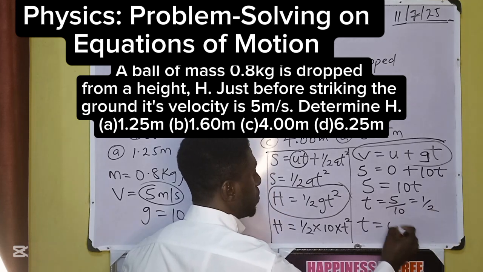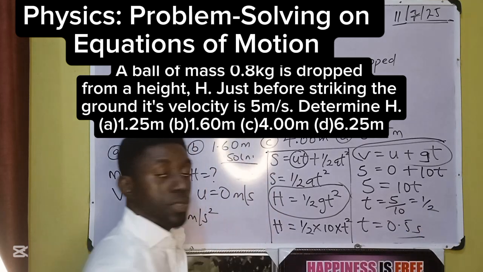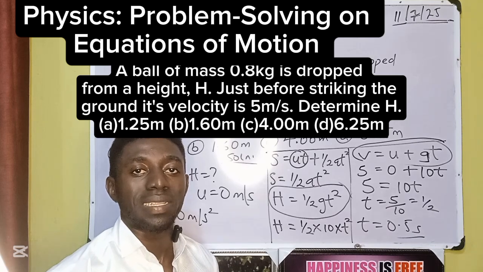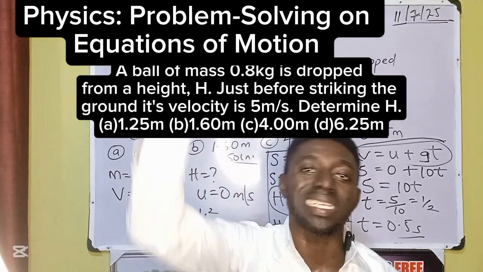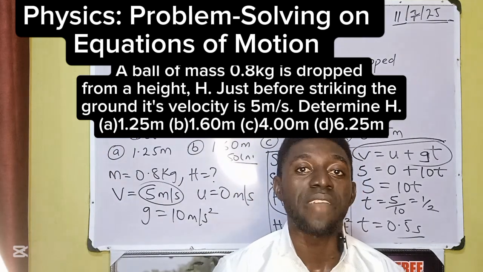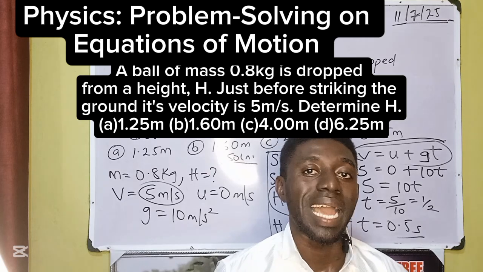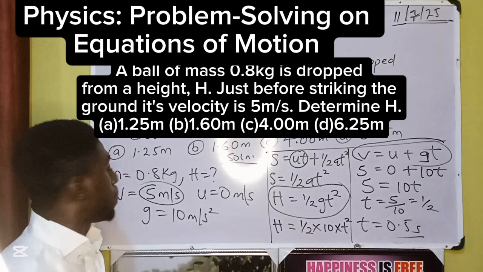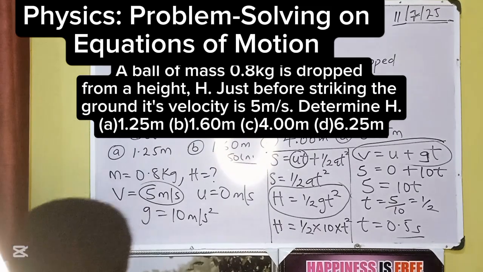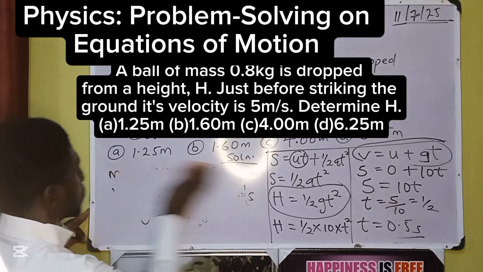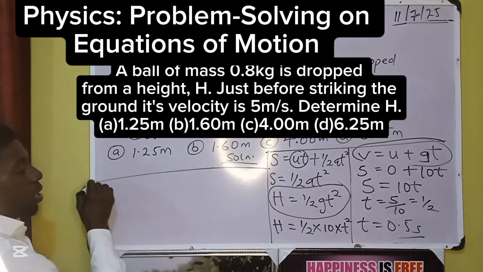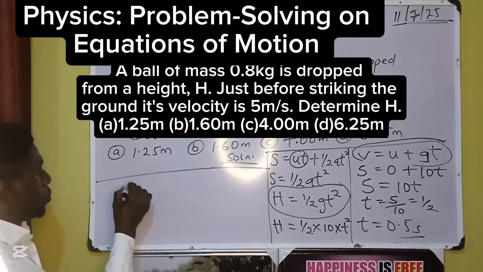Then our time is 0.5 seconds. You can see the time it takes for the body to fall from a certain height to the ground: 0.5 seconds. Let's go back to get the height covered. So we've got the time. Then we'll bounce back to complete our solution. Remember, we stopped somewhere, we'll continue.